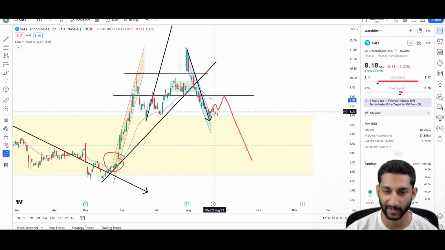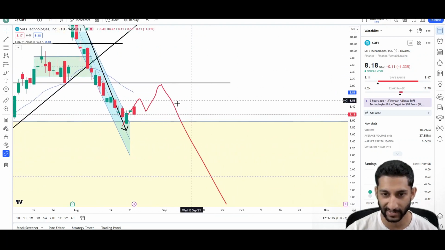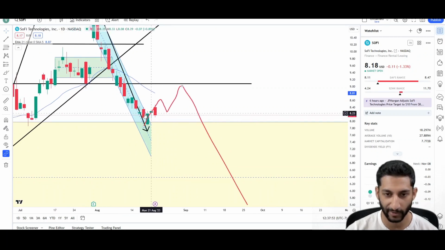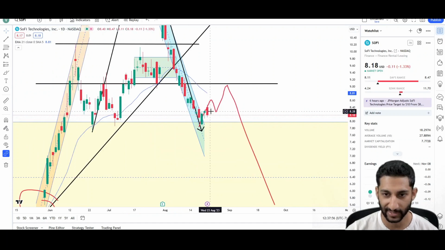Last time I looked at SoFi Technologies was last week Friday, and that was right when price bounced off the $8 level with this decent sized green bar. So it looks like Monday was a nice follow through. It looks like we're going to follow the drawing that I had nicely. This red drawing right here has not changed. It's the same drawing I had last week.